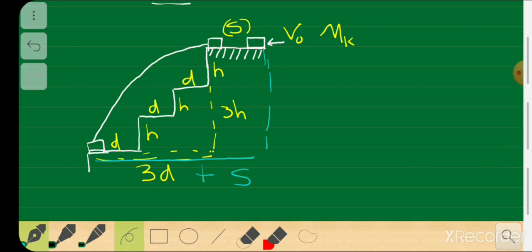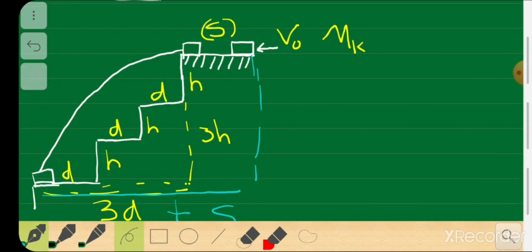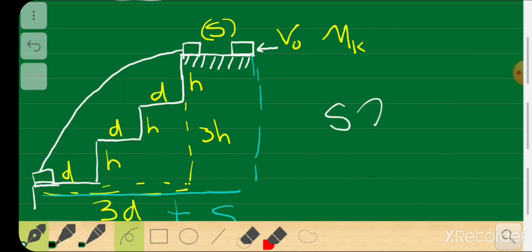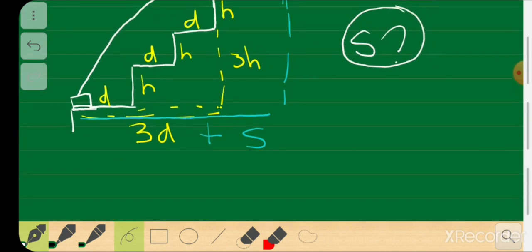So this is the problem. I can find out various things. Let's find out what the distance s is. My question here is, what is s? We need to find that out. Now how can you find that? That's the question.